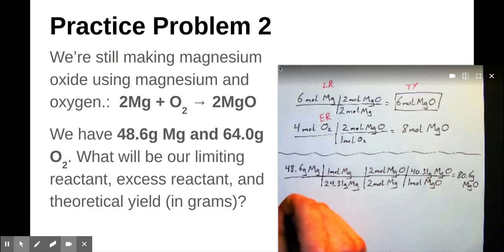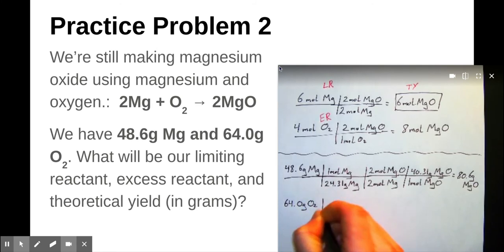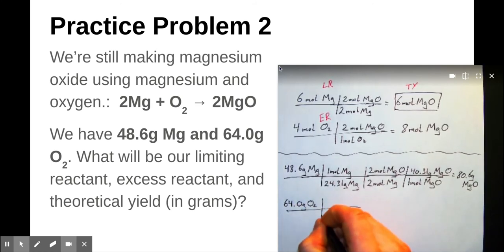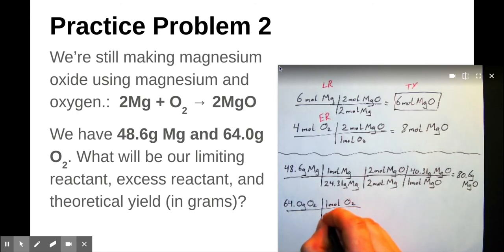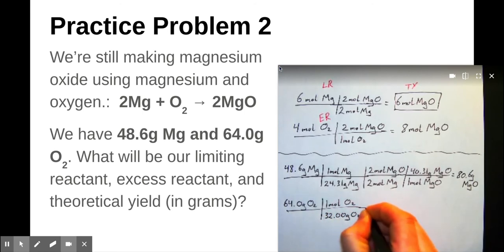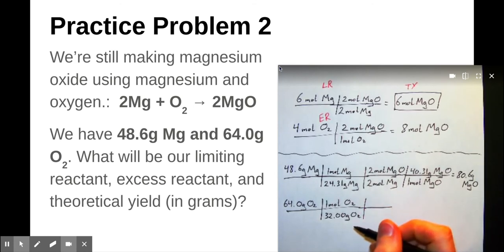We're going to do the exact same thing for oxygen. If we have 64 grams of O2, we need to convert that all the way to grams of magnesium oxide. So we're first going to use the molar mass of O2, which is 32.00 grams, to convert from grams to moles, or in other words, to go from the Grand Canyon to the Molar Mountains. If you watch that video on Chemistry County, you know what I'm talking about.